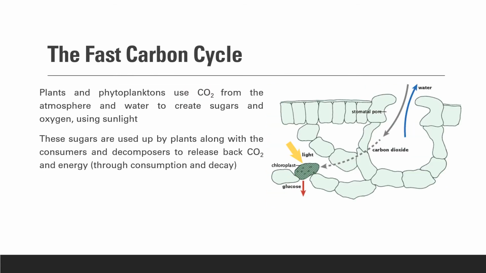The fast carbon cycle is much more rapid, primarily aided by the green plants and phytoplanktons that use the atmospheric carbon dioxide to create simple sugars and oxygen using sunlight through the process of photosynthesis. These simple sugars are used up by the plants and by the consumers to continue the energy flow through the food chain, and it gets released back into the atmosphere through the process of decomposition by the decomposers and through respiration by all of these organisms.